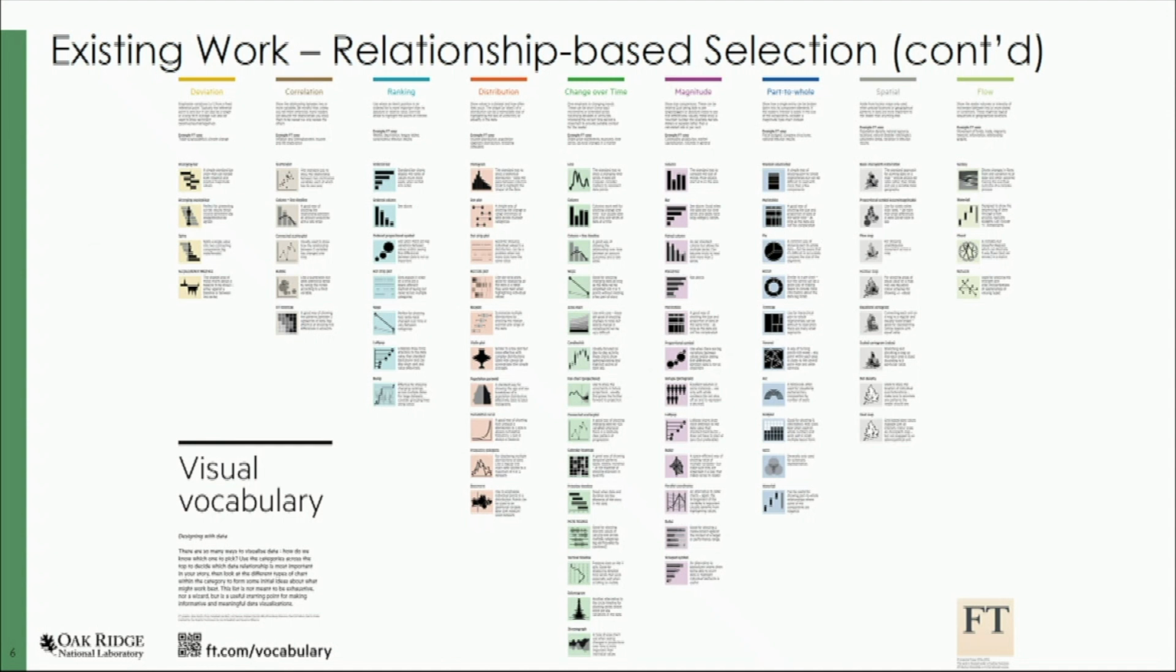In this case, similarly, it's showing what kind of relationship you want to show, right? Sorry, it's probably not readable up there, but it's showing, for example, if you're showing that deviation, what kind of charts you can use, correlation, ranking, distribution, change over time, magnitude, part to whole, spatial, and flow. So it gives you a really good overview of what you can use. For National Household Travel Survey, it's slightly different, which I'll touch on later, but I'll keep moving on.